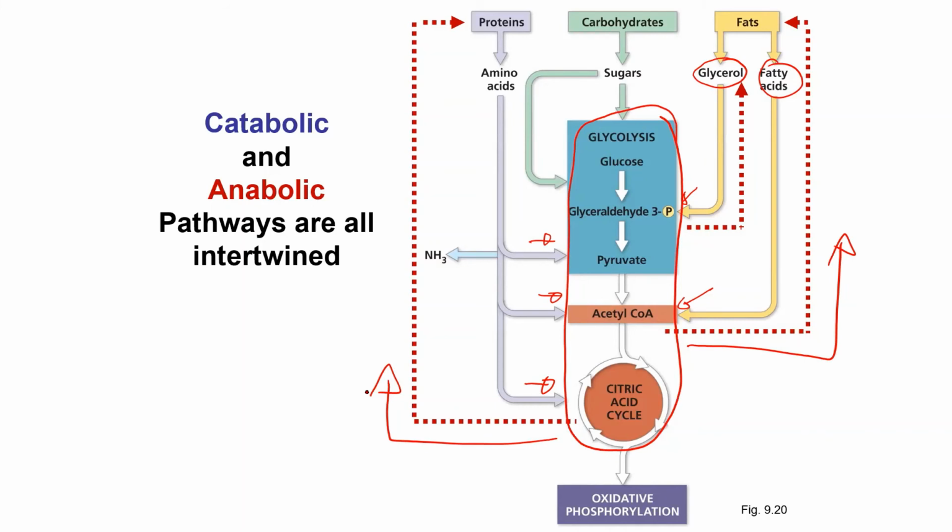You can also consume food and make some of your own amino acids, and that's as a result of running some of these pathways backwards. It does involve other enzymes, of course, not just the core ones that we learned, but just know that these pathways are all intertwined, and that's a good point.